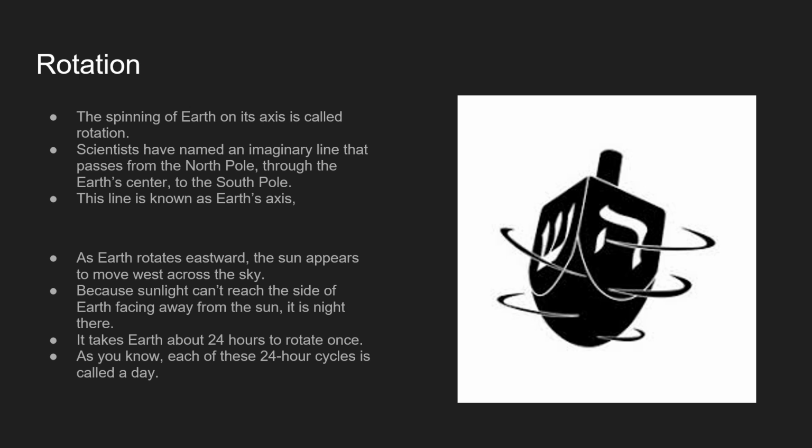So more on rotation. The spinning of Earth on its axis is called rotation. Scientists have named an imaginary line that passes through the North Pole, through the Earth's center to the South Pole. This line is known as Earth's axis. As Earth rotates eastward, the Sun appears to move west across the sky. Because the sunlight can't reach the side of Earth facing away from the Sun, it is night there. It takes Earth about 24 hours to rotate once. As you know, each of these 24-hour cycles is called a day.